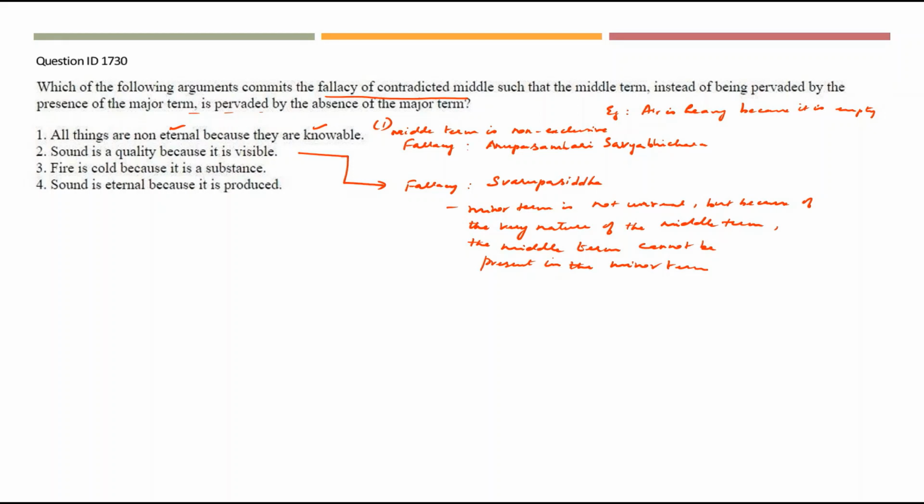But in contradicted middle, the term will not be related to the major term. Here it is conflicting with the minor term. That's why we are not putting it under fallacy of contradicted middle.